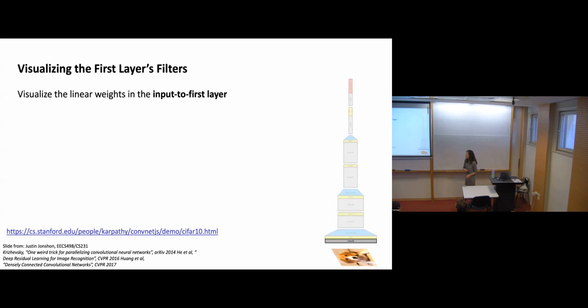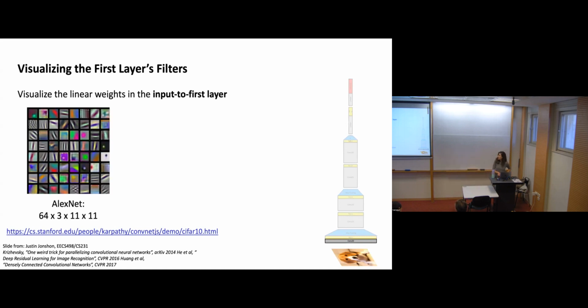So for example, in AlexNet, in the first layer, we have 64 different filters that are learned. Each one of them has 3 channels because, again, we operate on RGB images, and each kernel has spatial dimensions of 11 by 11. So we can take all these filters and just visualize them as an RGB image, as you can see here.